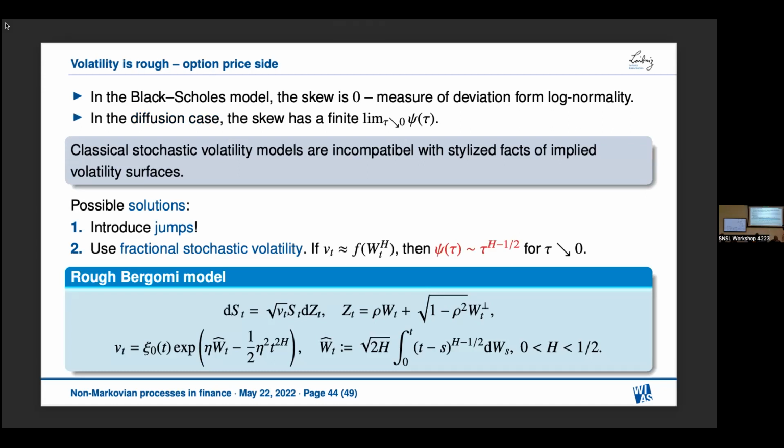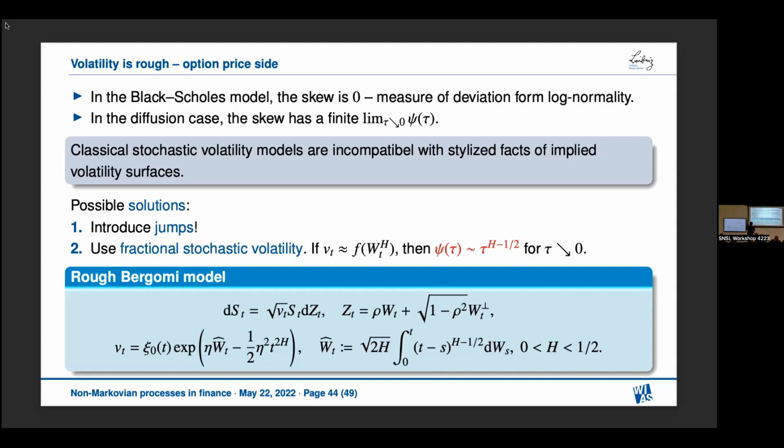Right. And again, fractional Brownian motion takes over. I'm not going to say too much about this, but if you have a variance which behaves like a nice function of a fractional Brownian motion, then it turns out that this Q, at least in the asymptotic sense for tau to zero, behaves like tau to the h minus a half. And again, if you want here a tau to the minus a half, that means, first of all, you can get this, but you have to choose h close to zero.